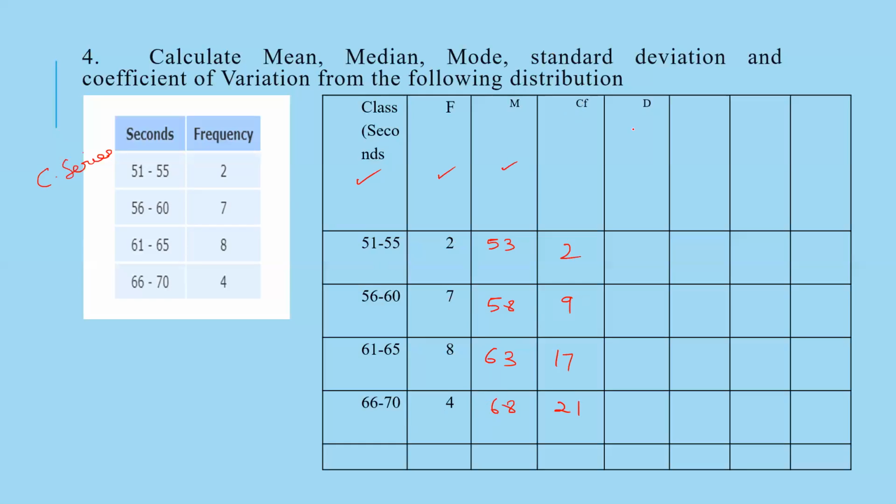Next, we calculate deviation. So deviation, D, in the case of continuous series, it is M minus the assumed value divided by I. So we have the mid value. Let's assume that this is A. Okay, so let us assume that this is the mean. And we know the class interval I is 5 in this case. So once we have identified A and the class interval, you can assume A as 63 also. That's your convenience. The answer is not going to change the final values.